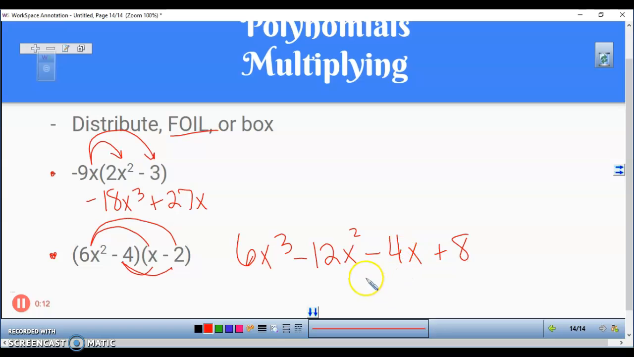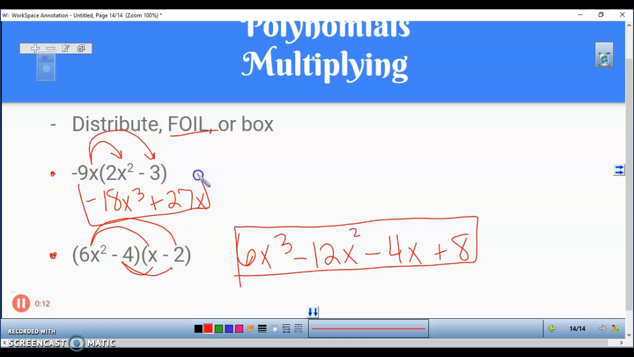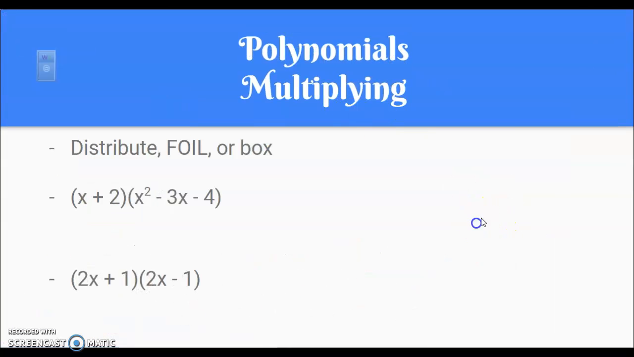I cannot combine like terms. Make sure you check. Sometimes we get in a habit, we always combine these middle ones, but these are not like terms. So that's it. I'm finished there. This would be a polynomial with a degree of 3. And that's it. Okay, so make sure you just review these. That's 2 examples. We have a couple more.